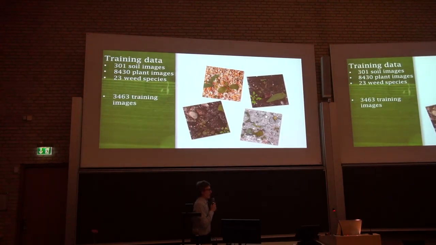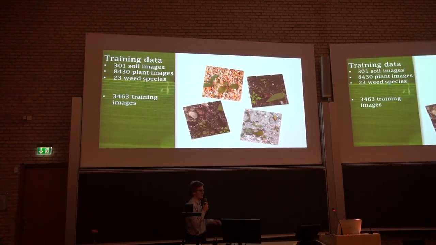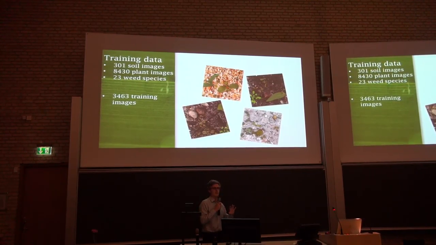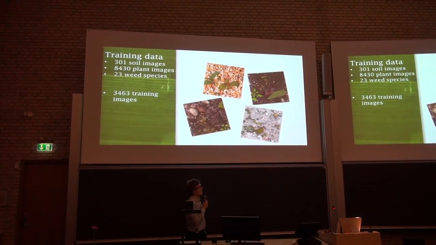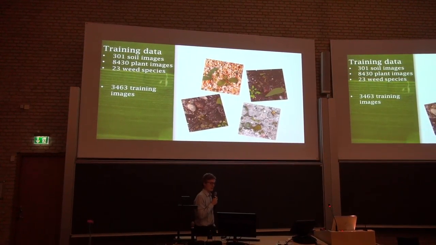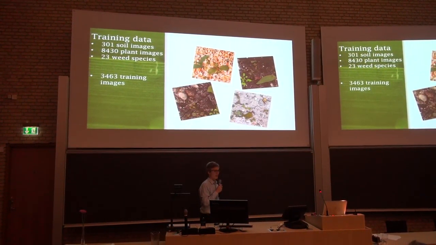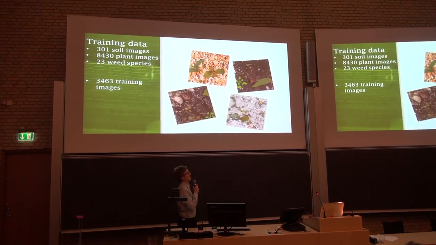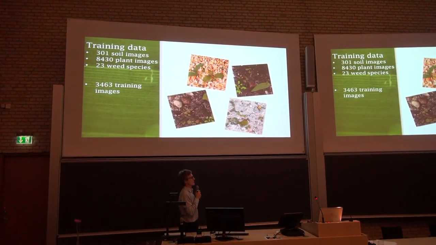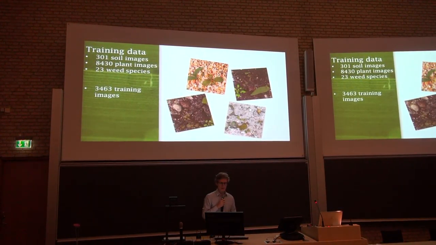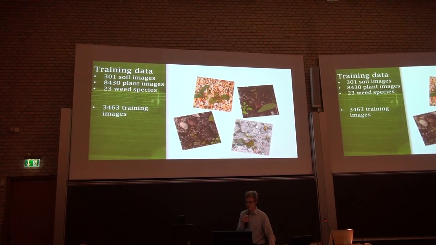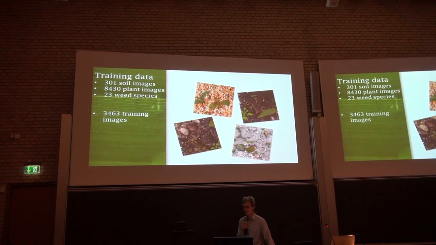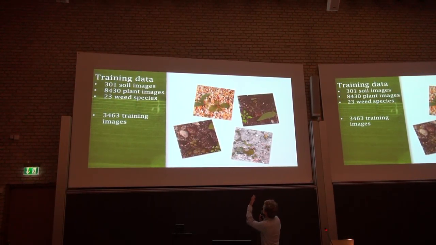So in total, we have 301 soil images, and these soil images can be rotated and flipped so that we increase our number of soil images eightfold. And then we have 8,430 images of segmented weeds and crops, and these images contain 23 different weed species, and then of course maize. And then we just set the computer to generate a lot of data for us. So in total, we generated 3,463 images for training, like the ones that you can see here to the right.